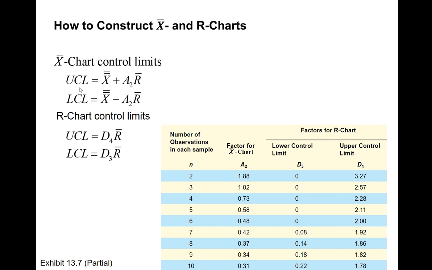So take a look at the control chart here, the X bar and R chart. For the X bar chart we have X double bar. The X double bar here is the average of the means of the samples, which I always call the average of average. So X bar here stands for the mean of the sample.